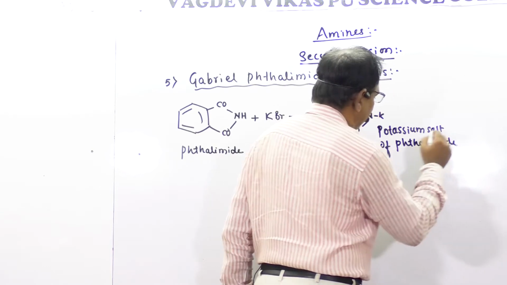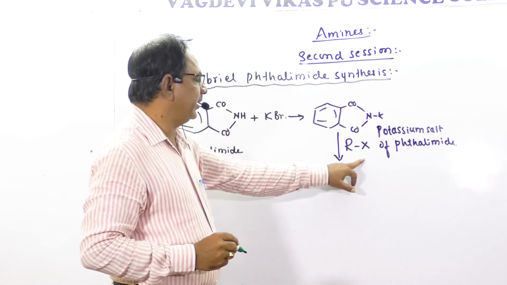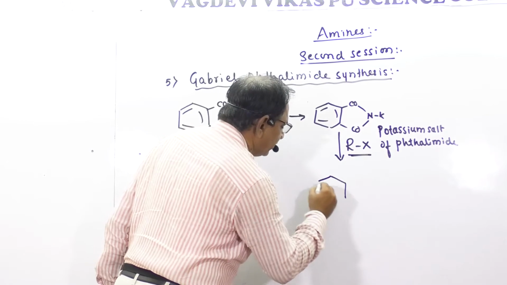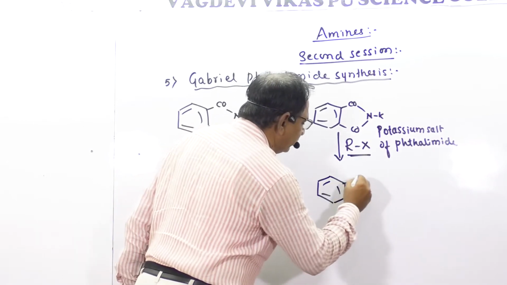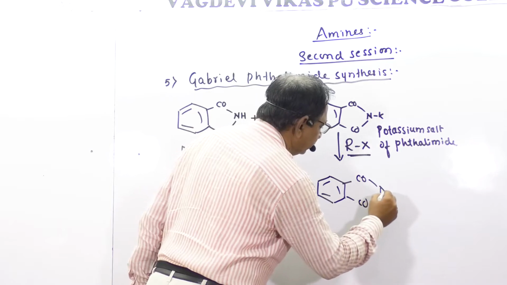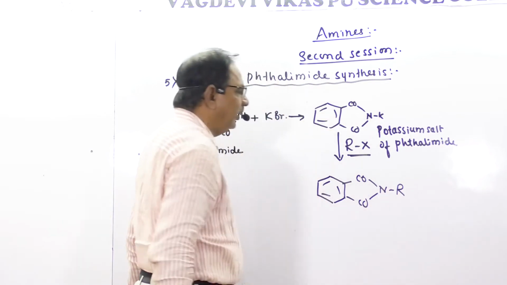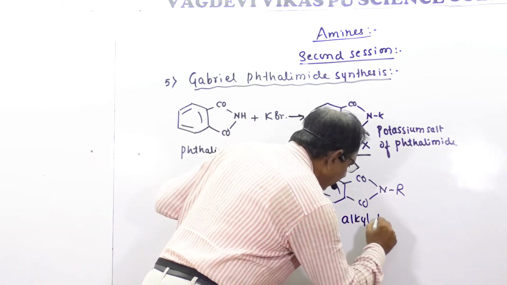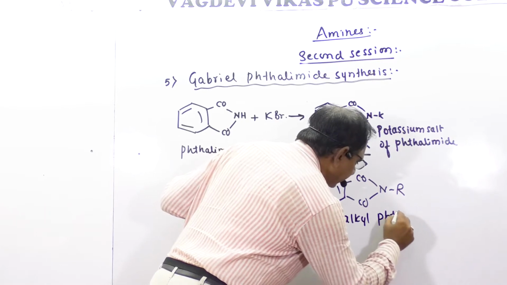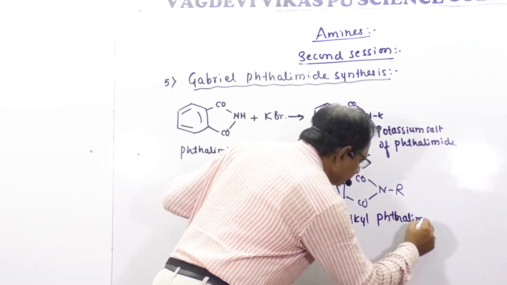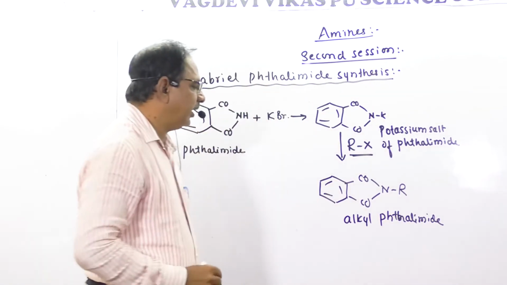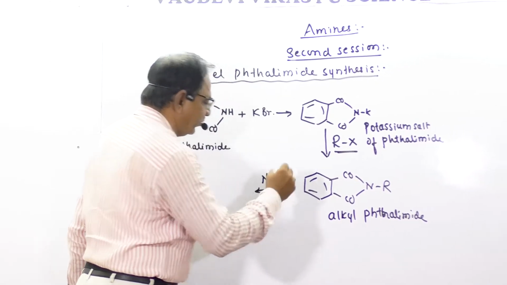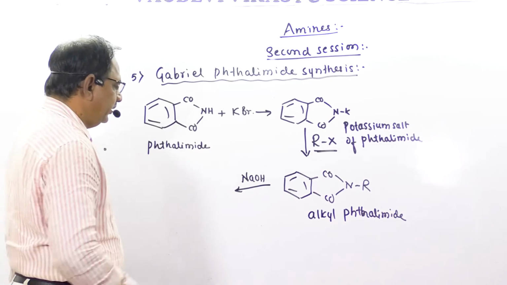The potassium salt of phthalimide is treated with RX, where RX is an alkyl halide. When the alkyl halide and the potassium salt of phthalimide react, they form the alkyl derivative of phthalimide, that is, N-alkyl phthalimide. This alkyl phthalimide is then treated with sodium hydroxide.